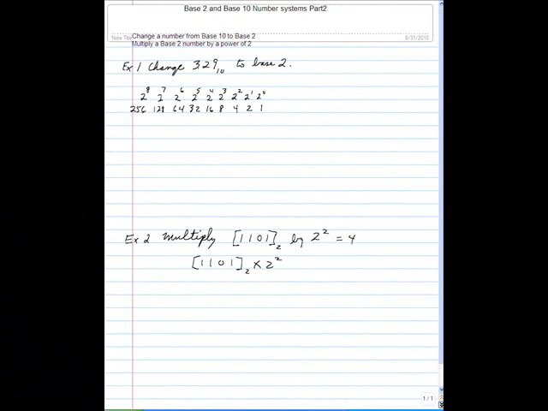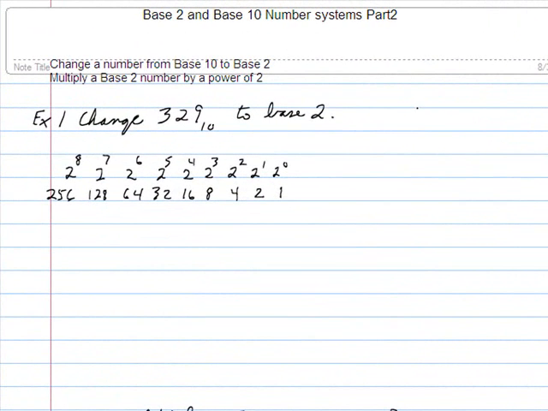Example 1 says change 329 base 10 to base 2. Now, the way we're going to do that is this. We'll write down the 329, and then we're going to repeatedly divide it by our new base, 2. And while doing that, we're going to keep track of our remainders after each division. And the key to writing this in base 2 is going to be these remainders.